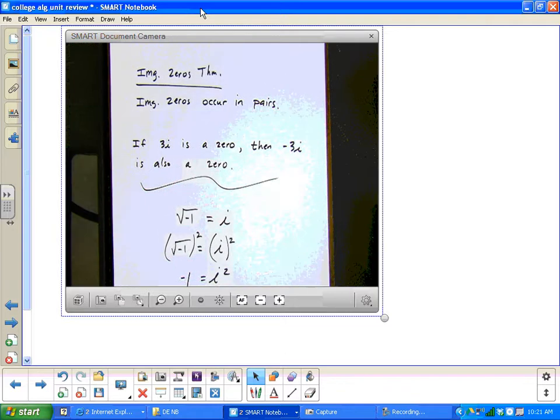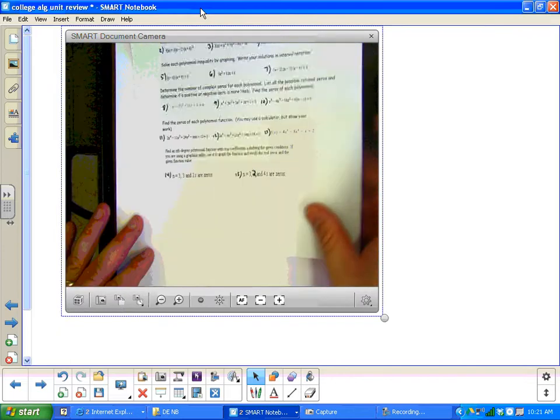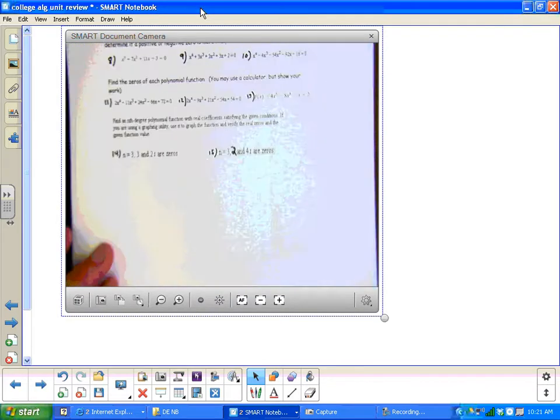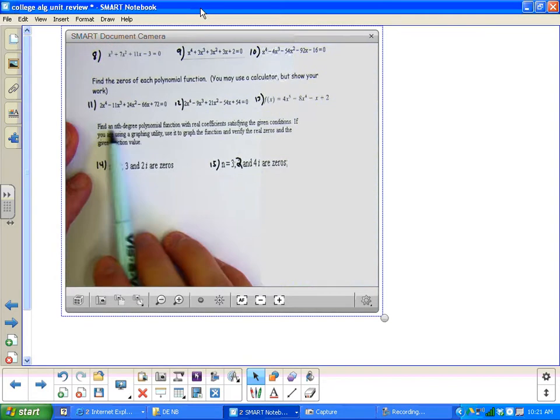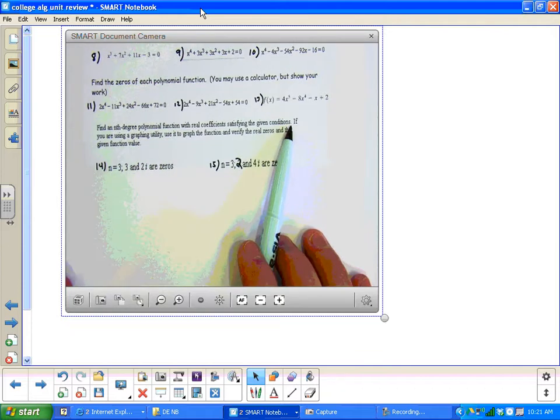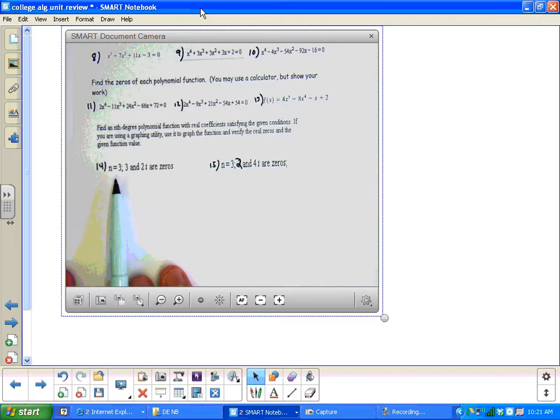Now, let's look at what we're going to do with this. I'm not going to write out the directions, but look at the bottom of the review. I'm not going to do number 14 and 15, but I'll do an example like them. At the very bottom, the directions are kind of confusing. It says find an nth degree polynomial function with real coefficients satisfying the given conditions. It says nth degree, and right here n equals 3. So that means my polynomial is going to be something like x to the third power. That's all that's saying.